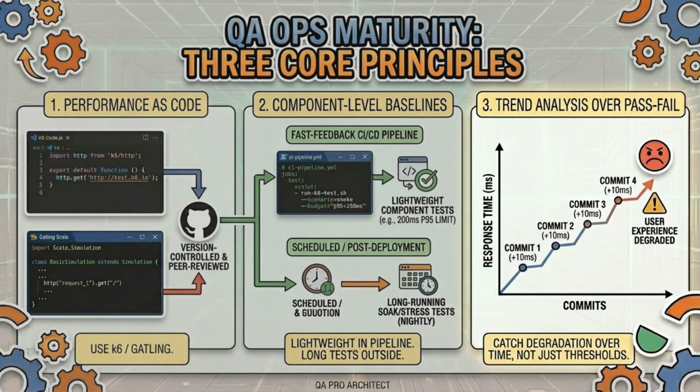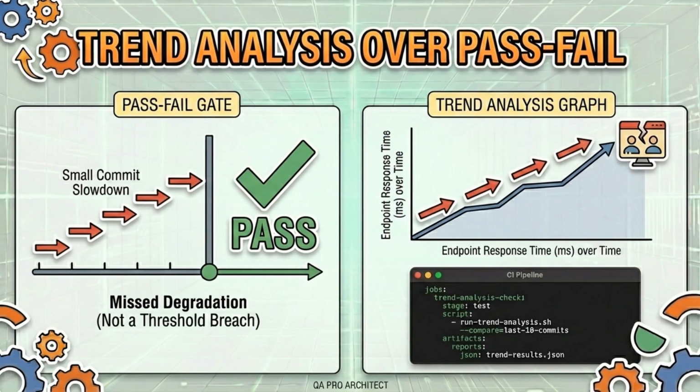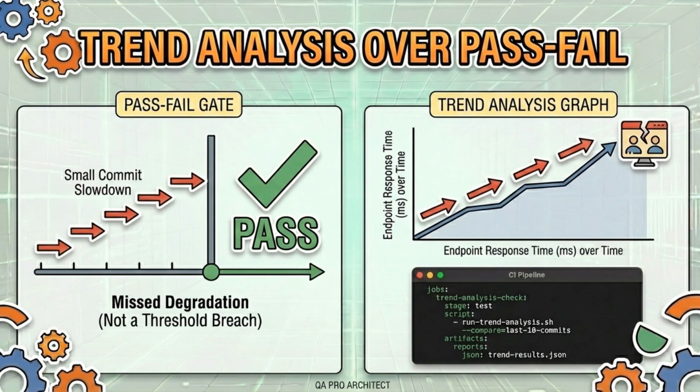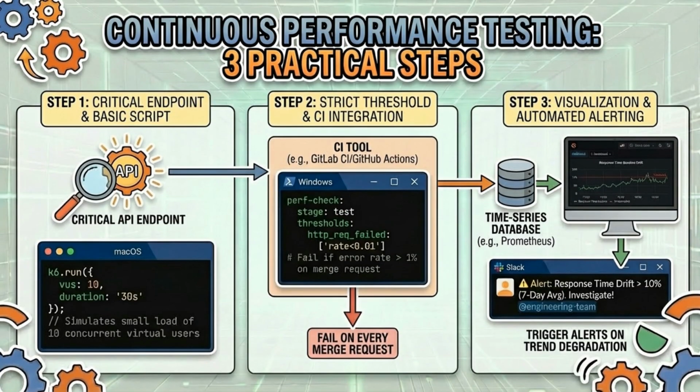Third, trend analysis over pass fail. While hard pipeline gates are important, continuous performance testing is truly about catching degradation over time. A single commit might only slow down an endpoint by 10 milliseconds. That won't breach a threshold or fail a build, but 10 consecutive commits doing the same thing will destroy your user experience. How can you start implementing continuous performance testing today?